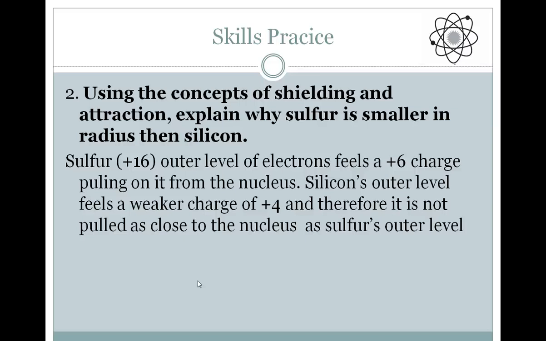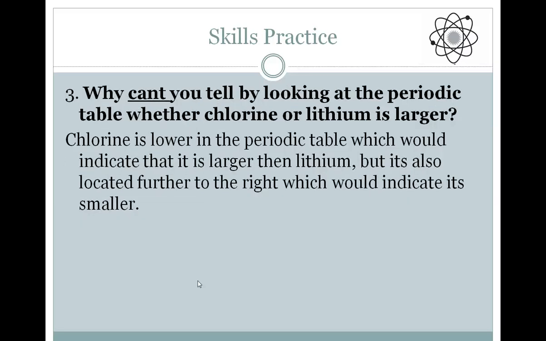So silicon's outer level feels a weaker charge of plus 4, and therefore it is not pulled as close to the nucleus as sulfur's outer level. So therefore this is why sulfur is smaller in radius than silicon. I'm sorry if I'm pronouncing this wrong. But next question.